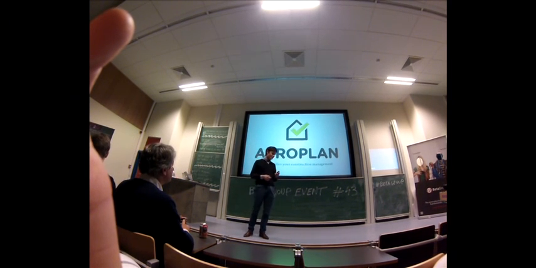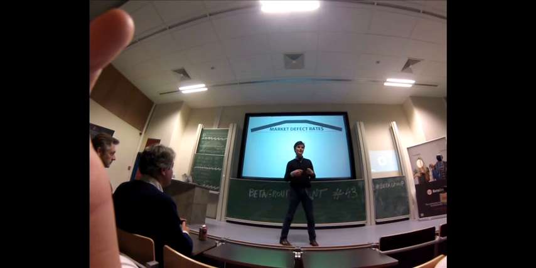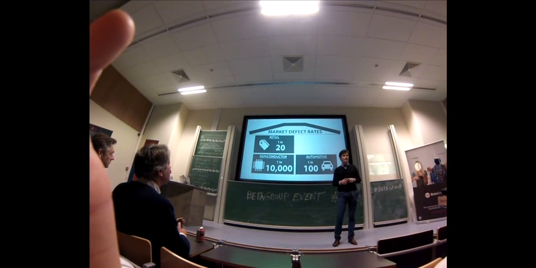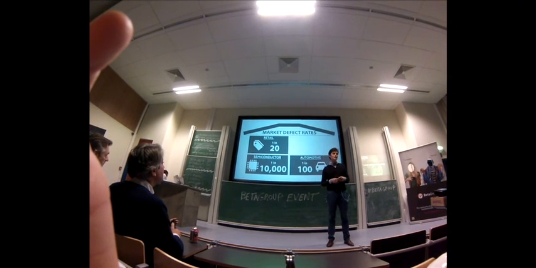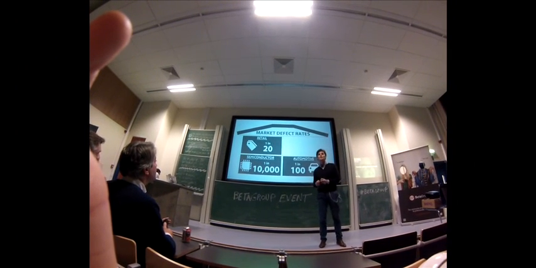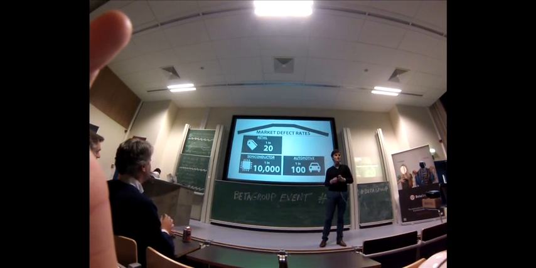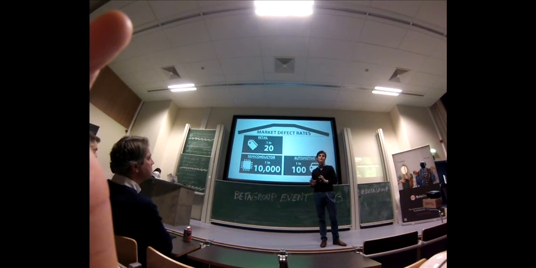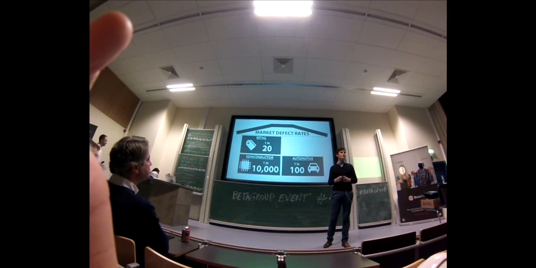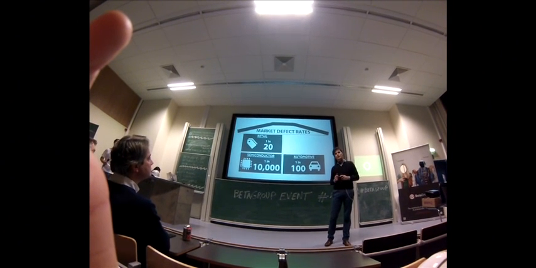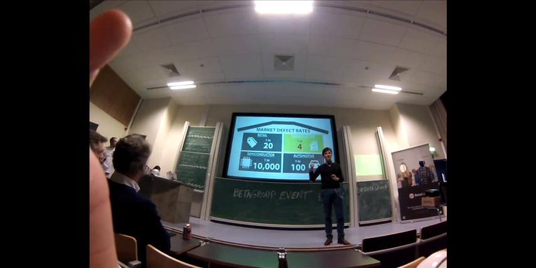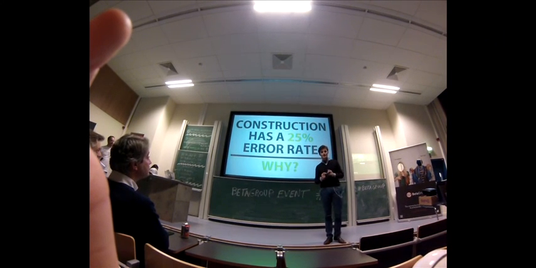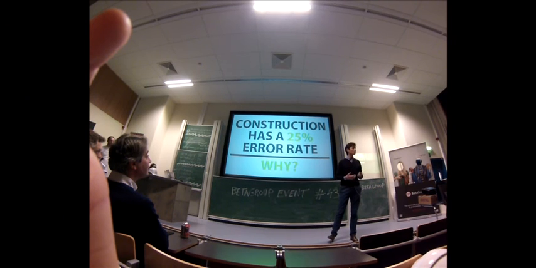Well, is it? Let's put that in perspective and compare the sector with some other sectors. If you compare it to semiconductors, they make one error every 10,000 pieces. In the car industry, it's 1 in 100. Luckily for us, none of these are fatal, let's say. In retail, it's 1 in 20. And when you go to the construction sector, it's 1 in 4. 25%, that is huge.